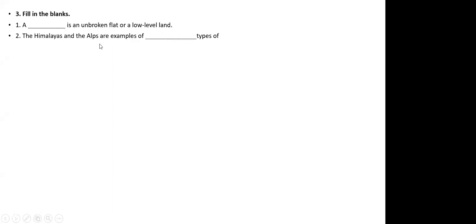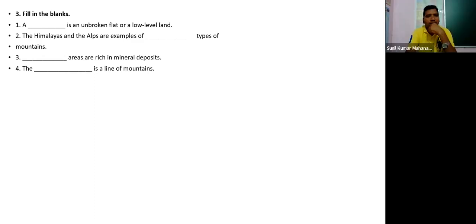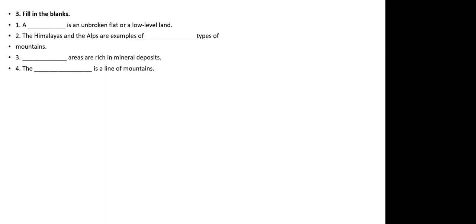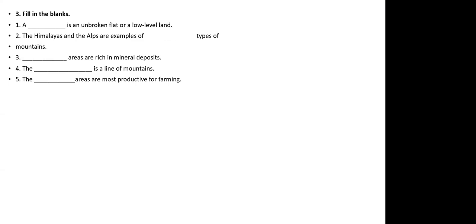The Himalayas and the Alps are examples of fold mountains. Deck areas are rich in mineral deposits. Is it mountain? It's plateau, no, plateau. Nagpur plateau, most of the minerals are found there. The deck is a line of mountains, the Himalaya range. A mountain range. The areas most productive for farming are plain areas. Yes, plain area.